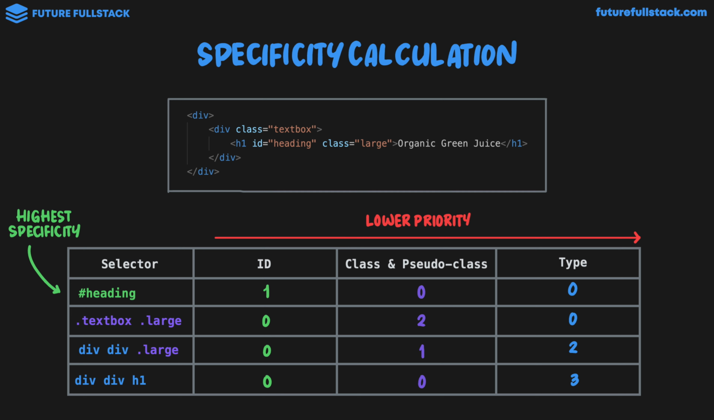For example, the next row down, where we have the 2 classes text box and large, this uses 2 classes, which is like 2 draws. So that's a higher specificity than the combination below it, the div, div, and large class, where that only has 1 class and 2 type selectors. And once again, if you look at this table, the largest number on it is 3, which are 3 type selectors on the div, div, and h1. But the biggest number doesn't matter, because the type is like goal difference. It isn't such an important number compared to an ID, which is like a win.